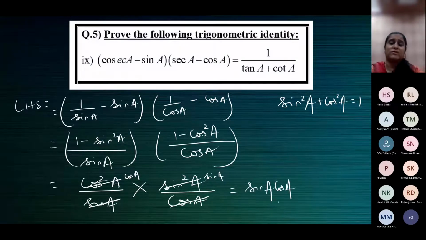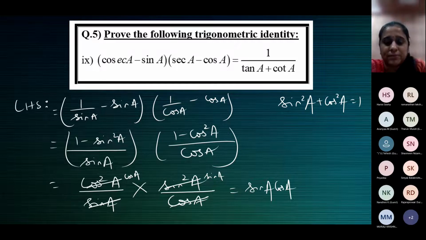The LHS is sin A cos A, but the RHS is 1 by tan A plus cot A. So we have not got there, and you know that the LHS is so simple, sin A cos A. Nothing much can be done with this beyond this. So we stop there. We take up the RHS. We'll work the RHS and we should get the same thing, sin A cos A. So LHS is equal to RHS.